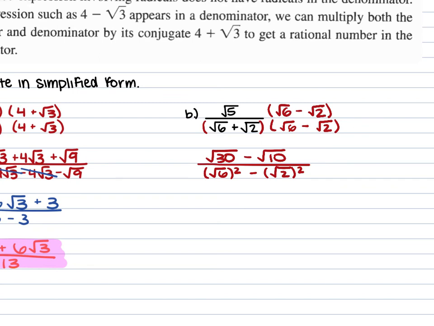The square root of 6 squared is 6. The square root of 2 squared is 2. So in the denominator, you have that 6 minus 2, which simplifies the whole thing to be the square root of 30 minus the square root of 10 all over 4.